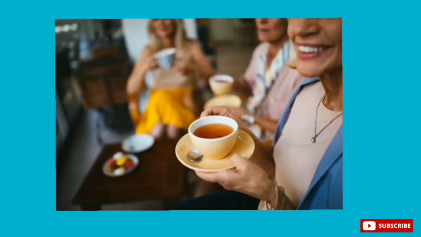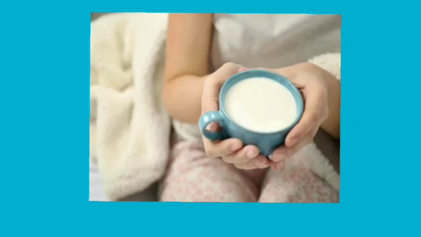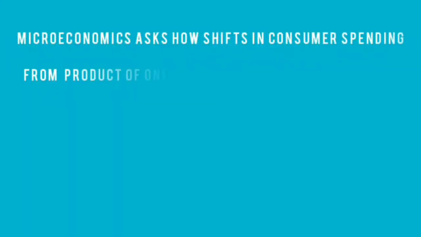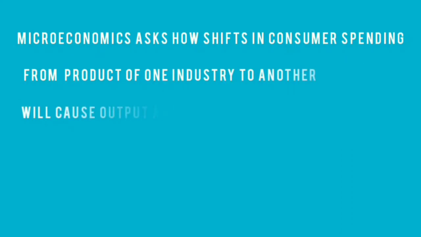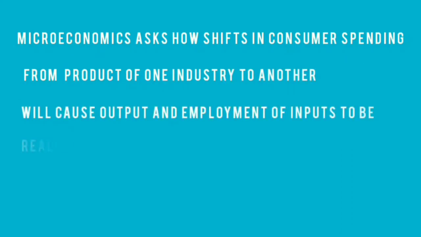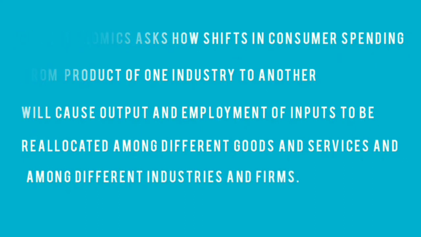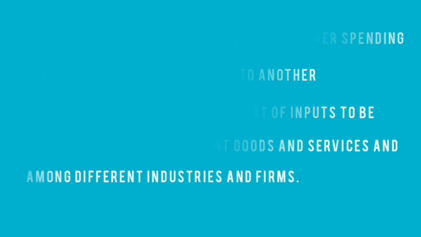Let's say a person drinks tea regularly in the morning, and for some reason he's changing his habit of drinking tea and switches to warm milk. Microeconomics asks how shifts in consumer spending from product of one industry to another will cause output and employment of inputs to be reallocated among different goods and services and among different industries and firms.